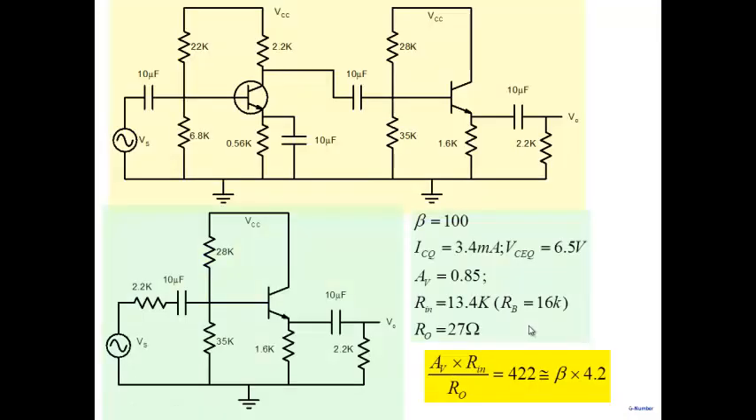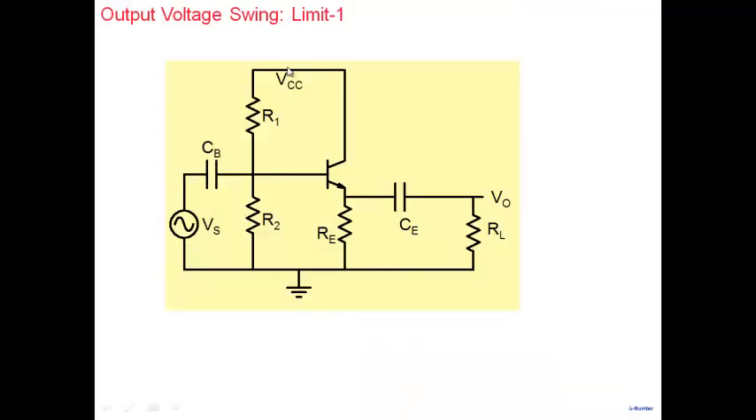Alright, so we have seen its capability in terms of gain, input and output resistances. The next thing to look at is voltage swing. So now voltage swing, as usual, has various constraints. Some constraints come from the transistor not going into the saturation region. Other constraints come from harmonic distortion. So let's see them one by one.